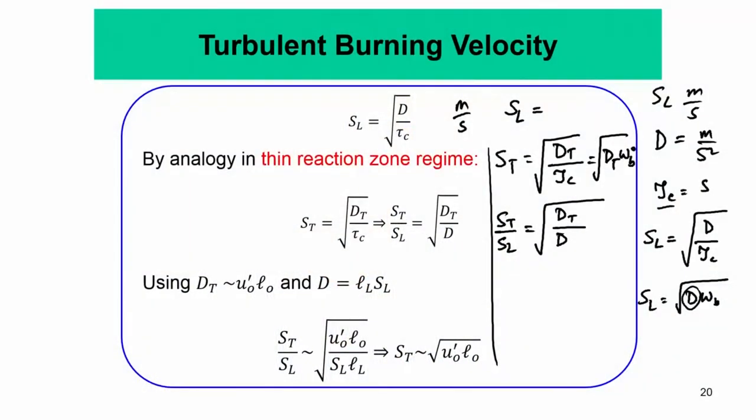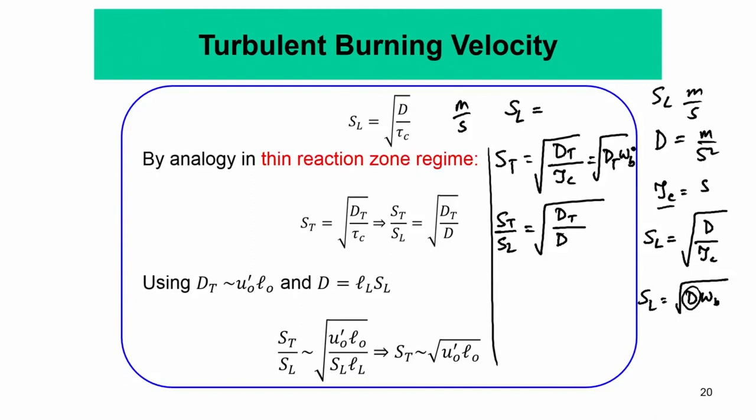What is turbulent diffusivity? If you remember, by the gradient transport assumption, u prime c prime averaged is equal to minus DT times dc/dx, where c was any species. This is the gradient transport assumption that we could write, and that is how the turbulent diffusivity essentially originates.